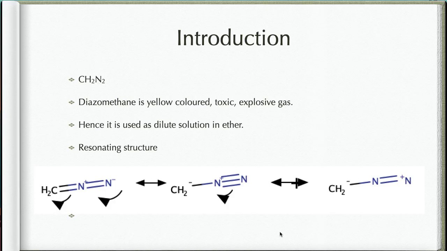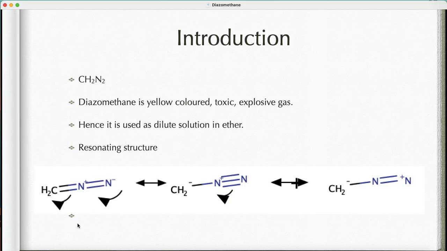Diazomethane has the molecular formula CH2N2. Diazomethane is a yellow colored, toxic, explosive gas. Hence, it is used as a dilute solution in ether. According to the resonance theory, the diazomethane structure is a resonance hybrid of various canonical forms.